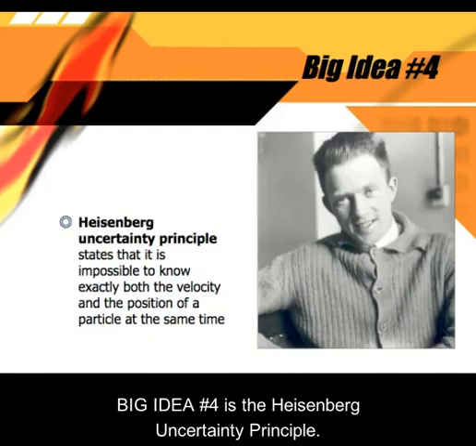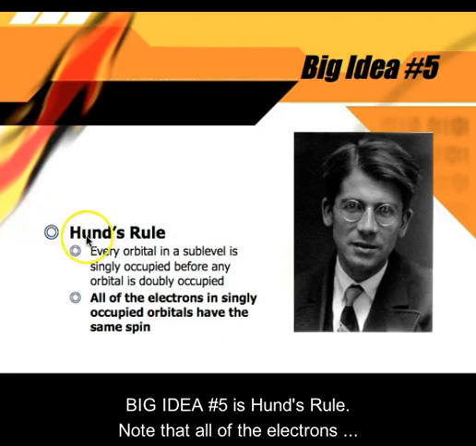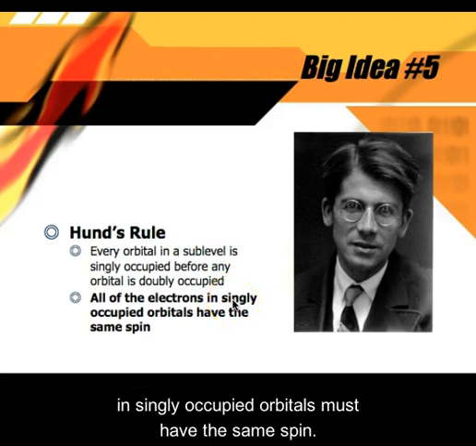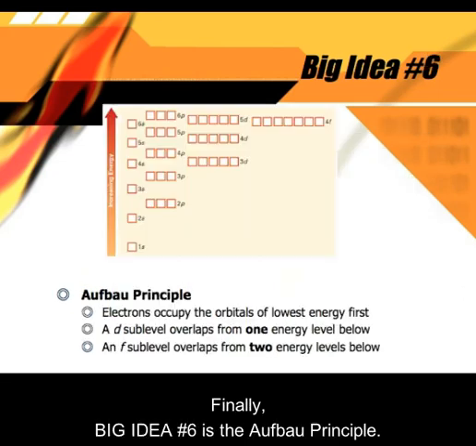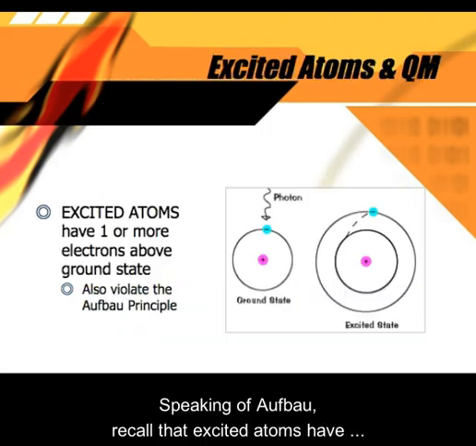Big idea number 4 is the Heisenberg uncertainty principle. Big idea number 5 is Hund's rule. Note that all of the electrons in singly occupied orbitals must have the same spin in order to reduce repulsion. Finally, big idea number 6 is the Aufbau principle.